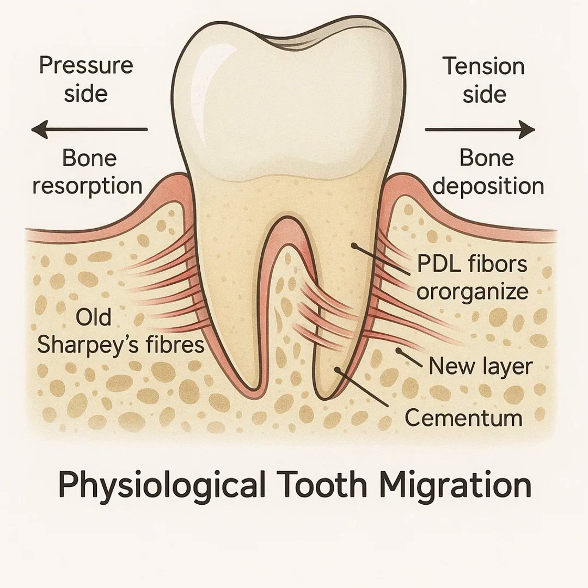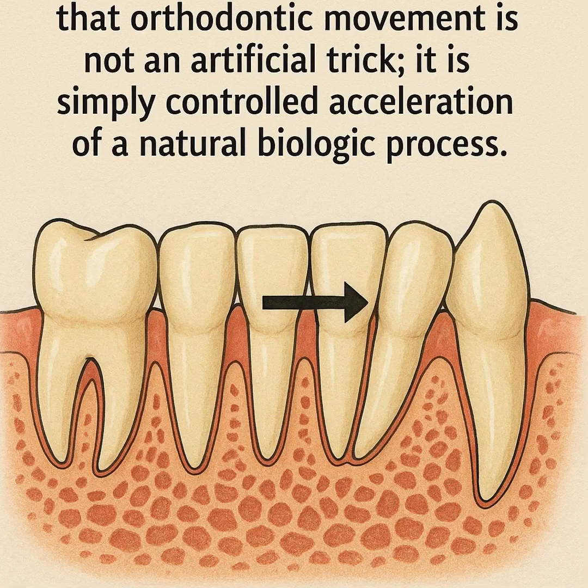When a tooth migrates physiologically, the pressure side undergoes bone resorption. The tension side sees bone deposition. The PDL fibers reorganize, old Sharpey's fibers become embedded in new bone, and cementum adds new layers at the root. This natural migration shows us that orthodontic movement is not an artificial trick. It is simply controlled acceleration of a natural biologic process.